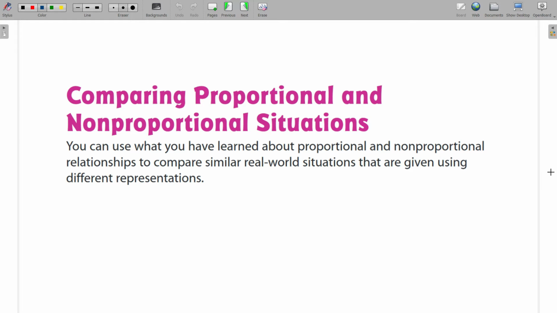Comparing proportional and non-proportional situations. You can use what you have learned about proportional and non-proportional relationships to compare similar real-world situations that are given using different representations.